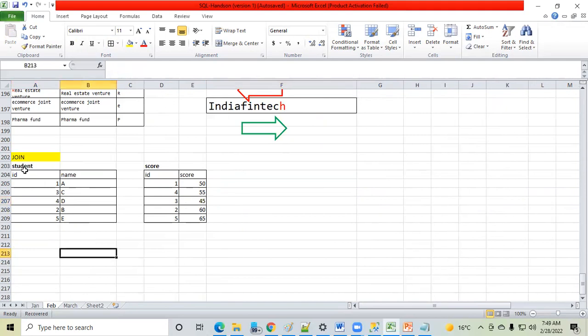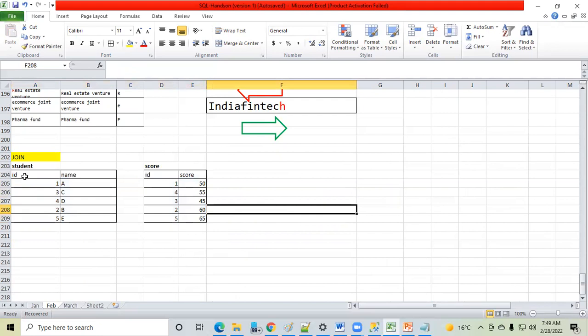So this is the student table. We have student ID and student name. And this is the score table: ID is there and score is there. Now, I have shown this to the principal, and say we have 10,000 students studying in a college. I'm showing you only 5 records, but you'll be having 10,000 records, right?